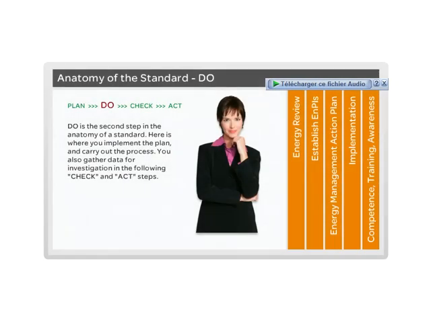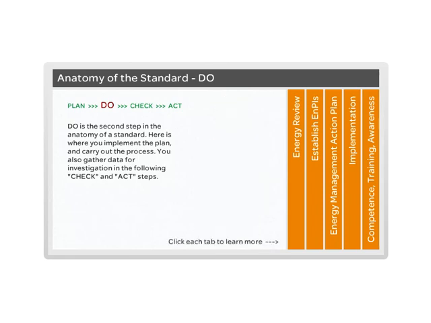Do is the second step in the anatomy of a standard. Here is where you implement the plan and carry out the process. You also gather data for investigation in the following check and act steps. Click each tab to learn more.